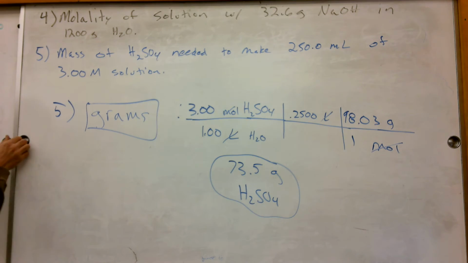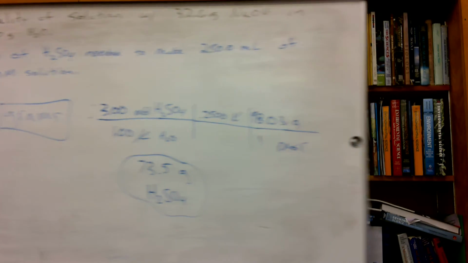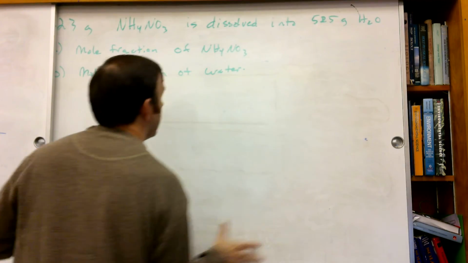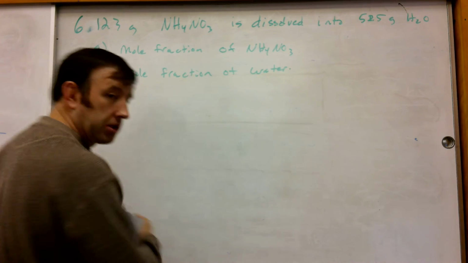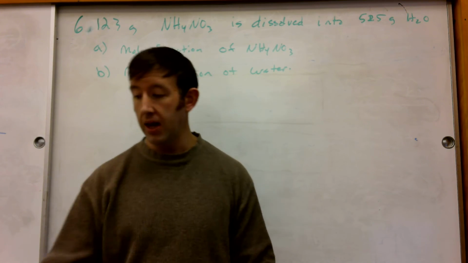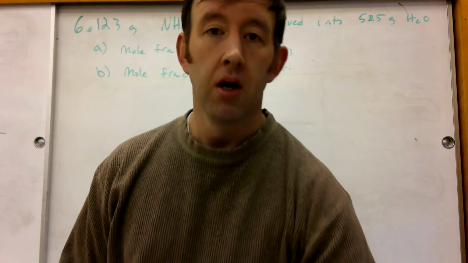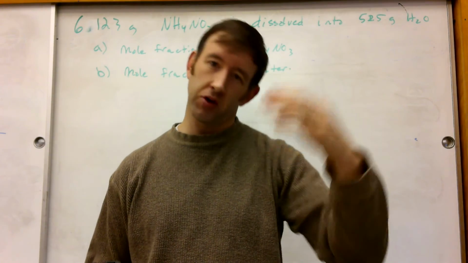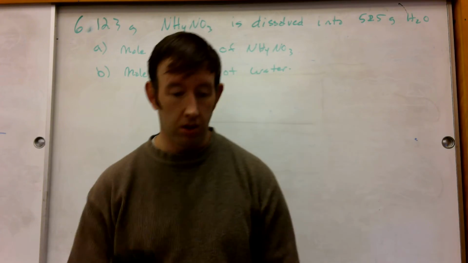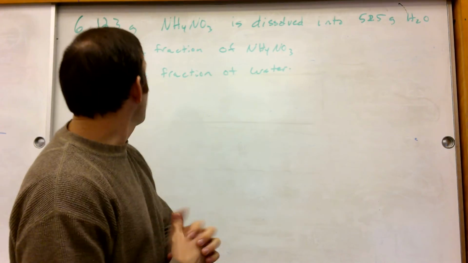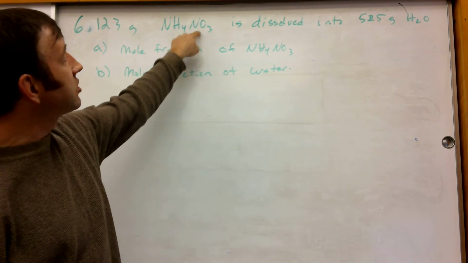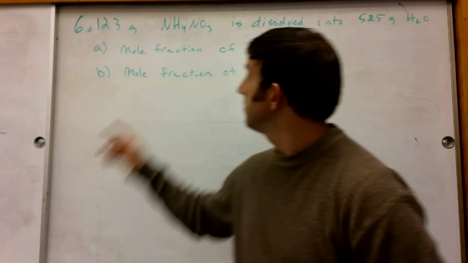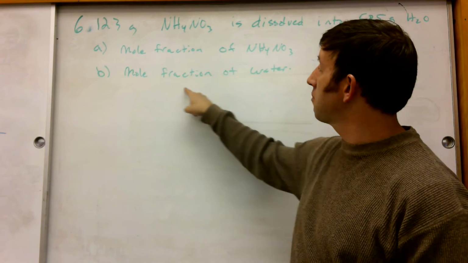All right, last but not least, is a mole fraction problem. Okay, and again, this is another way to represent concentration. Okay, it's just as a fraction. Now, a fraction of parts should always add up to 1. All right, and it's an important concept that we'll get when we get to part B that we're going to have to remember. Okay, so if I have 123 grams of ammonium nitrate dissolved into 525 grams of water, I want to know the mole fraction for ammonium nitrate and then the corresponding mole fraction for water.